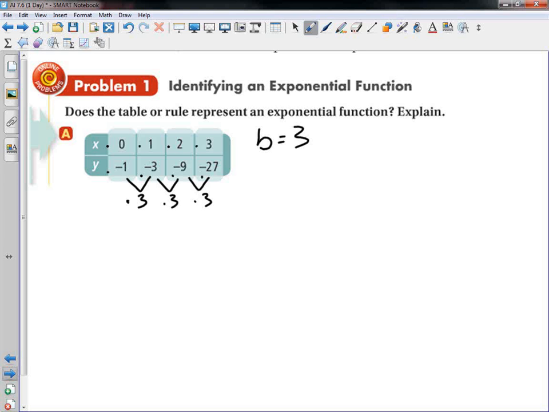Since we have negative signs, it tells me that my a value is -1. If I plug all these in together, I get y is equal to -1 times 3 to the x power, or more simply, just -3 to the x power. And that gives us this exponential function. So is this one an exponential function? Yes. It's increasing by times 3 each time. The a value is -1, giving us an exponential function.